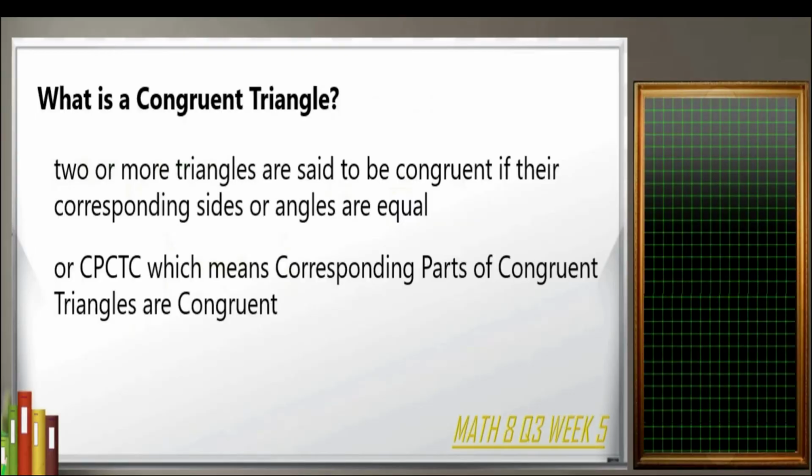Two or more triangles are said to be congruent if their corresponding sides and angles are equal. Or, we have CPCTC, which means corresponding parts of congruent triangles are congruent.